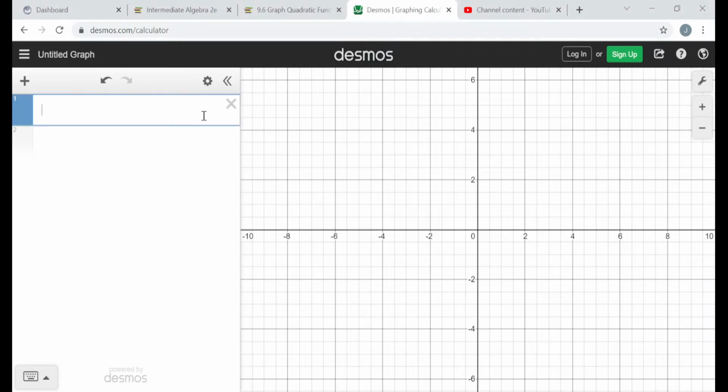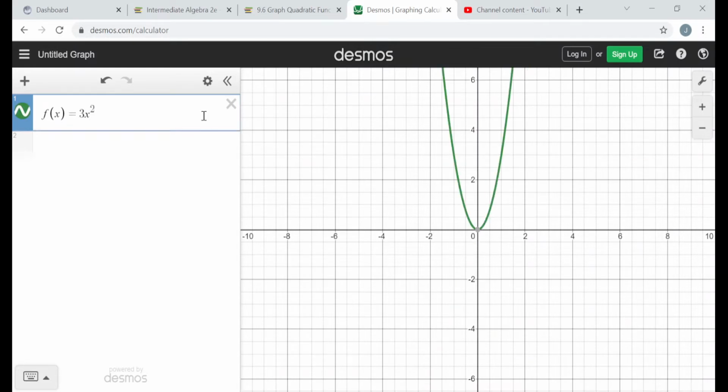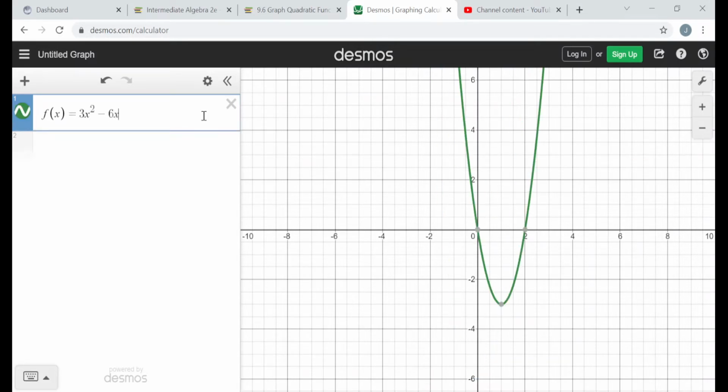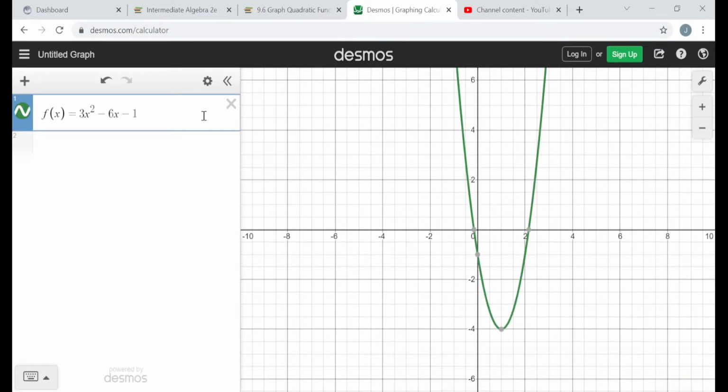So again, I'll enter our function, f of x equals 3x squared minus 6x minus 1. And look, it's got the vertex, 1, negative 4, which we said the vertex was. Y-intercept at 0, negative 1, which we had.